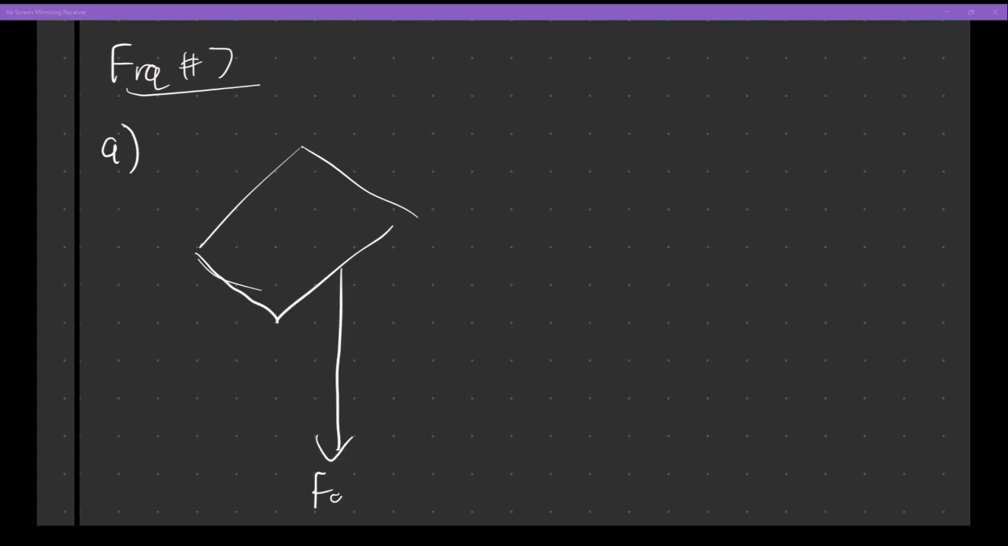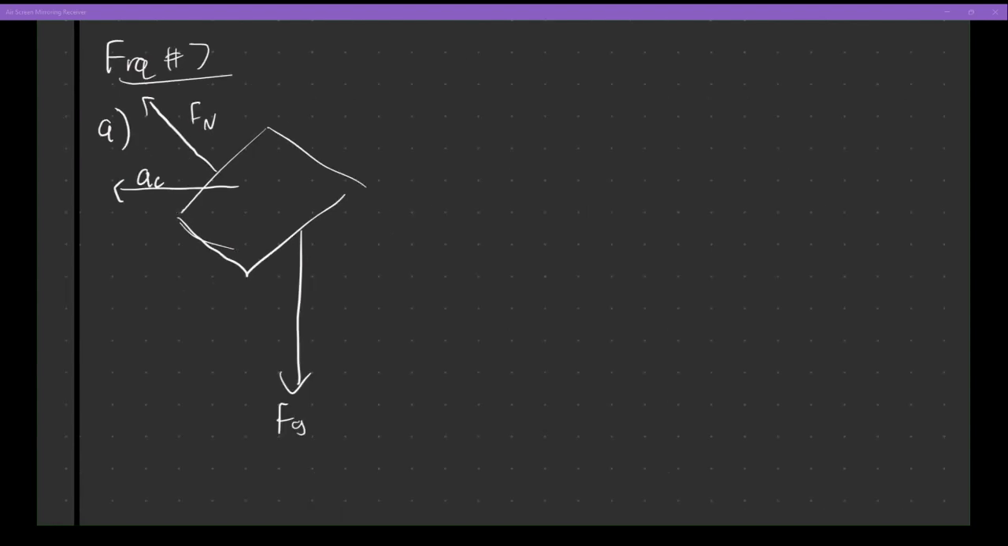Alright, hello. Today we're doing FAQ number 7. The first part asks for a free body diagram. So I'm going to draw the car. It's acted on by F_g, there's an F_n from the surface, and then it's being pulled towards the center by centripetal acceleration. Those are the three forces acting on it.